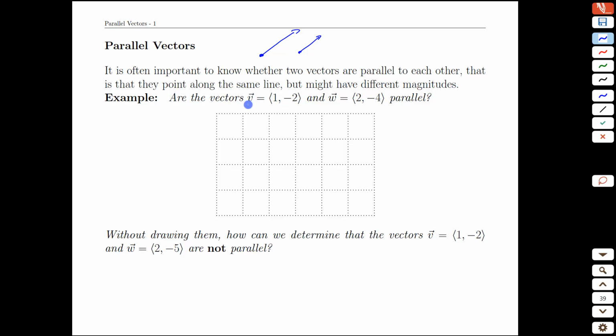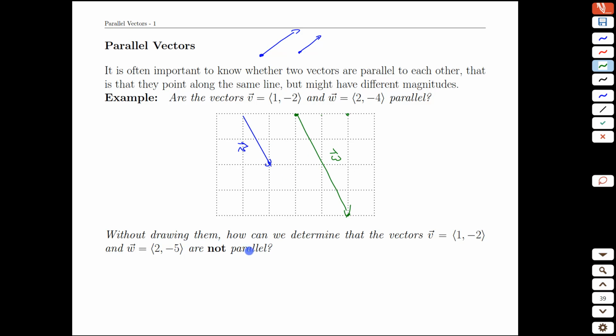Let's take a look at these two vectors for an example, where we have v equal to 1, negative 2. So positive x and then negative 2y. So we would have that as our vector v. And then w is 2, negative 4. So if we start here, we'd go over 2 and then down 4. And we would see very quickly that v and w are in fact parallel.